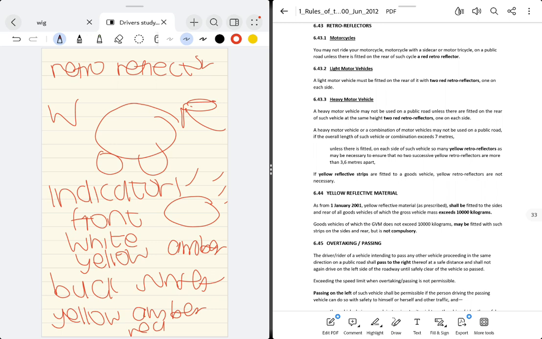So a normal one is 2 red retro reflectors, and the ones more than 7 meters need a yellow. Okay, if yellow reflective strips are fitted to a goods vehicle, yellow reflectors are not necessary.